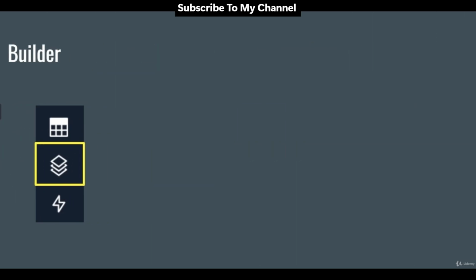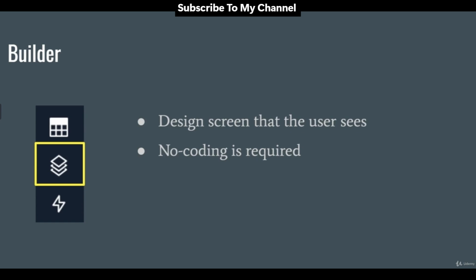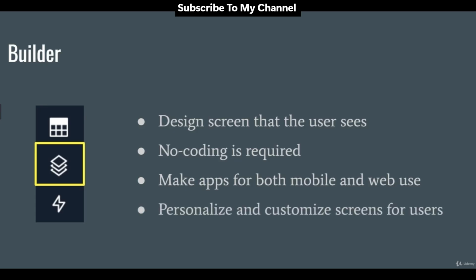The second component is Builder. Builder allows you to design screens that the user will see. It's a no-coding interface that allows you to make an app without any coding. You can make apps for both mobile and web use at the same exact time, so that you don't have to make a separate app for mobile and a separate app for web. You can make it both at the same time, saving you a lot of time. And one specialty of it is you can personalize and customize screens for users.